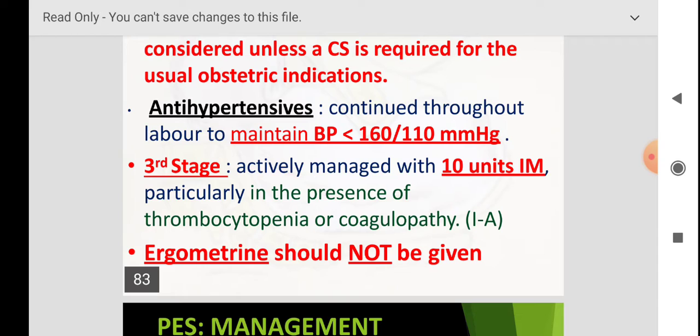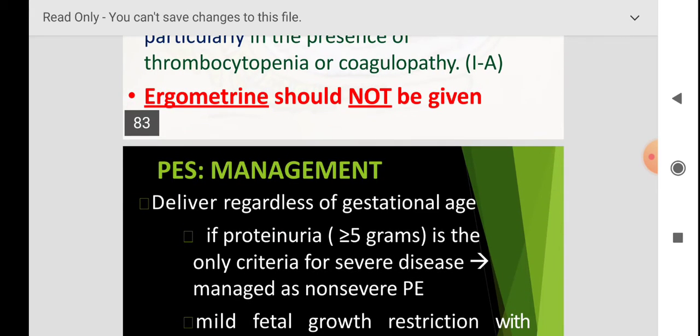The third stage should be actively managed by giving 10 units of oxytocin IM, in the presence of thrombocytopenia or coagulopathy, and you have to keep all the drugs required for postpartum hemorrhage in delivering such high risk cases. And ergometrine, that is methergine, should never be given because it will lead to sudden rise of BP and the patient may have convulsions. It may lead to malignant hypertension. So we give prostaglandins, that is prostadine here, not methergine.